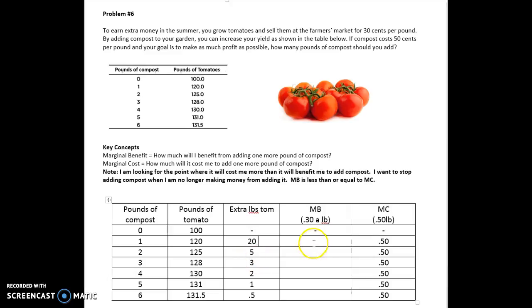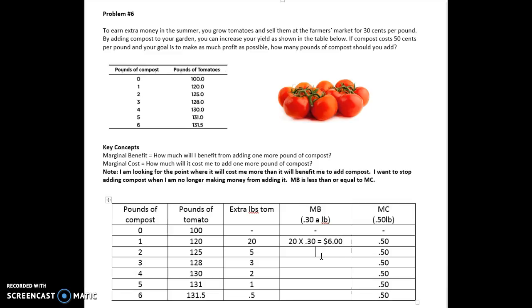Now, how do I find out marginal benefit? Marginal benefit is pretty easy to find out. In this case, the extra tomatoes I'm getting is 20. In this situation, how much benefit am I getting? Well, I have 20 tomatoes from adding the pound of compost, so I'm going to multiply that by 30 cents a pound. And my answer would be, in this case, adding the first pound of compost is going to yield me $6 more, or $6 of profit, which is good.